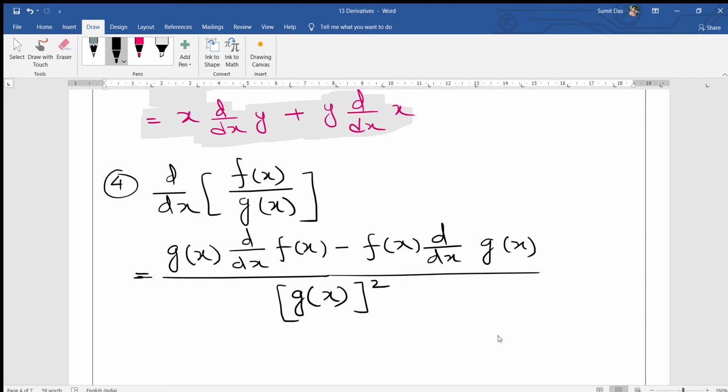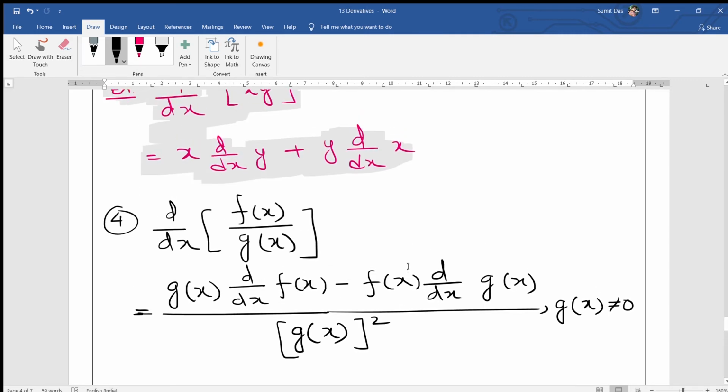So the derivative of f(x) by g(x), the formula is: first, whatever the denominator is, we write in the denominator, taking the whole square. Then we start our numerator with that function. You can see g(x) is the denominator, so I'm starting with g(x). Then I take the derivative of the function which was in the numerator, then minus the numerator function times the derivative of g(x), the denominator function. Here we have to mention g(x) not equal to 0.